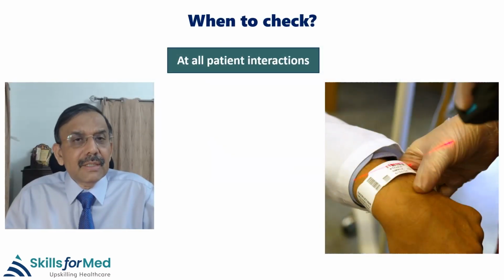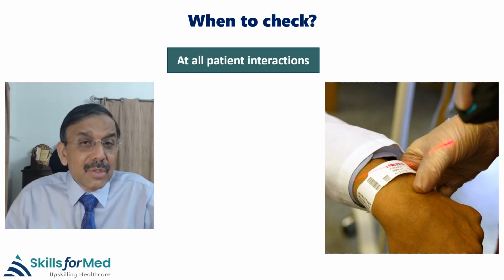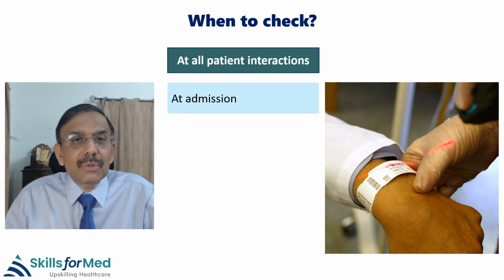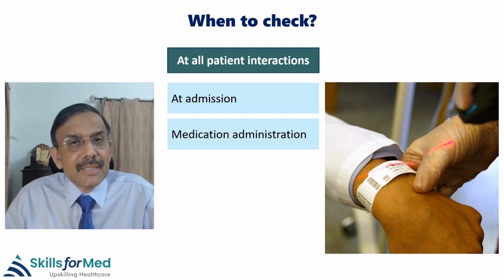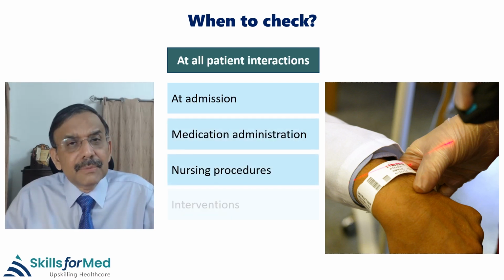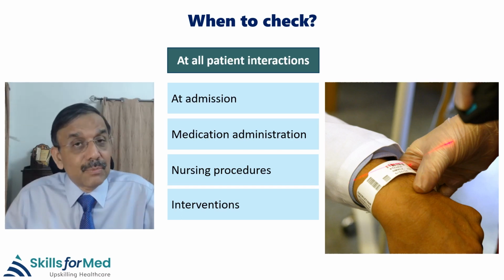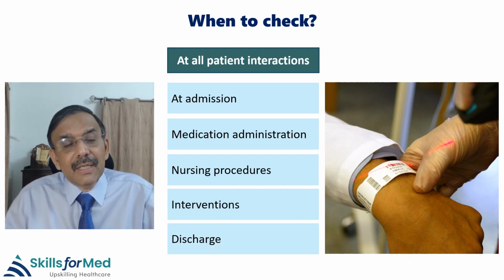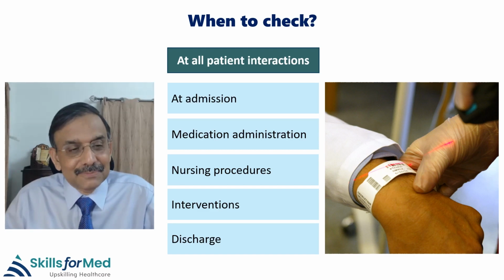Now, what to check, sorry, when to check, will be in all patient interactions. This may include medication administration and many other things. At admission, very important, at the initial assessment, medication administration, all nursing procedures, interventions is very important. When you're doing some small procedure in the ward or even a surgery, the patient identification should be there. And finally, even when giving the discharge summary, make sure the summary goes to the right patient. So these are all when to check.